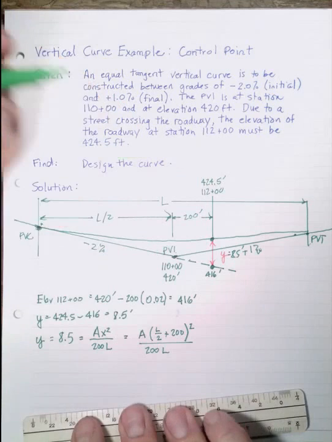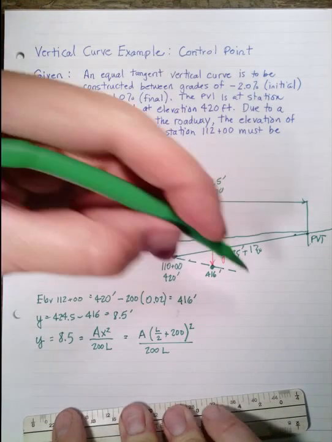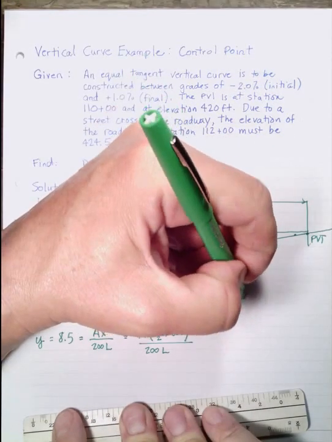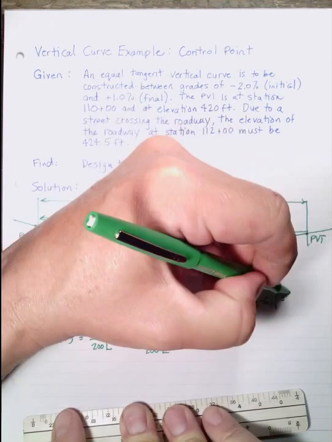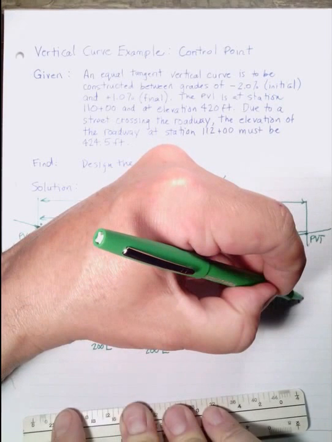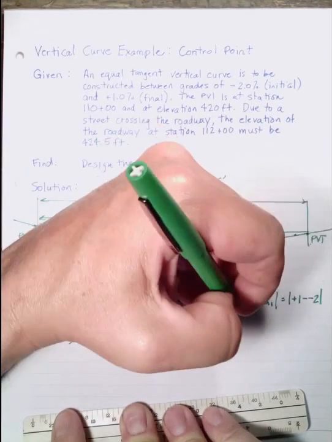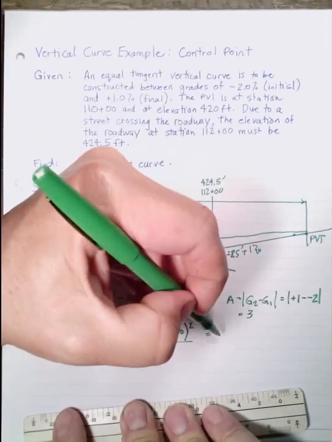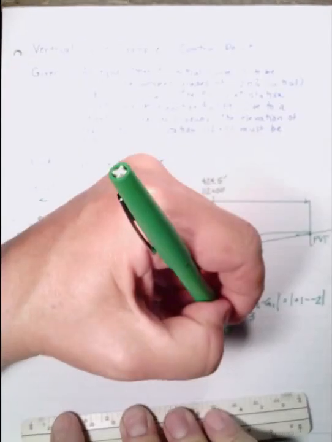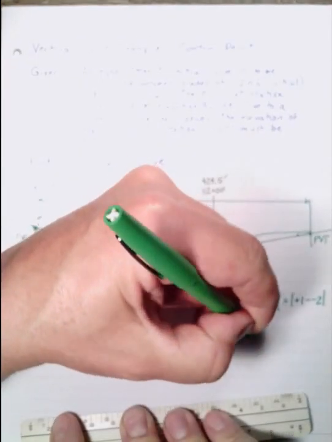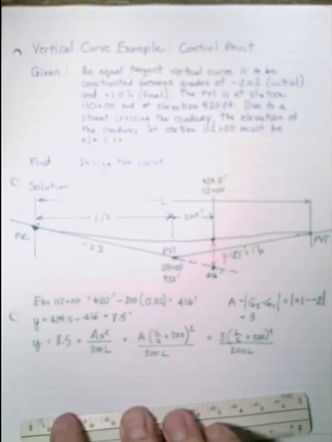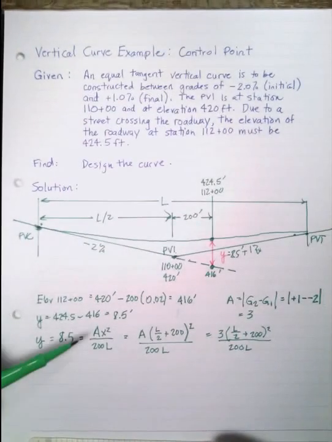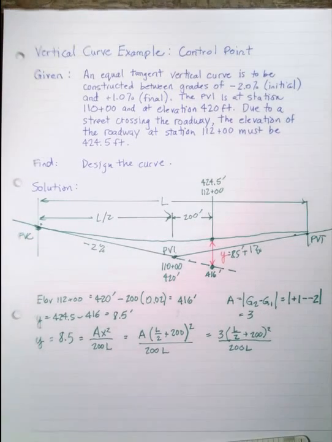So of course A we can calculate, as always, as the absolute value of G2 minus G1. So that's the absolute value of plus 1 minus minus 2. So A in our case is 3. So we can rewrite this: 3 times L over 2 plus 200 squared divided by 200L. So fortunately, we have one equation with one unknown, but we have an L squared in there, so we're going to use the quadratic formula to solve for L.